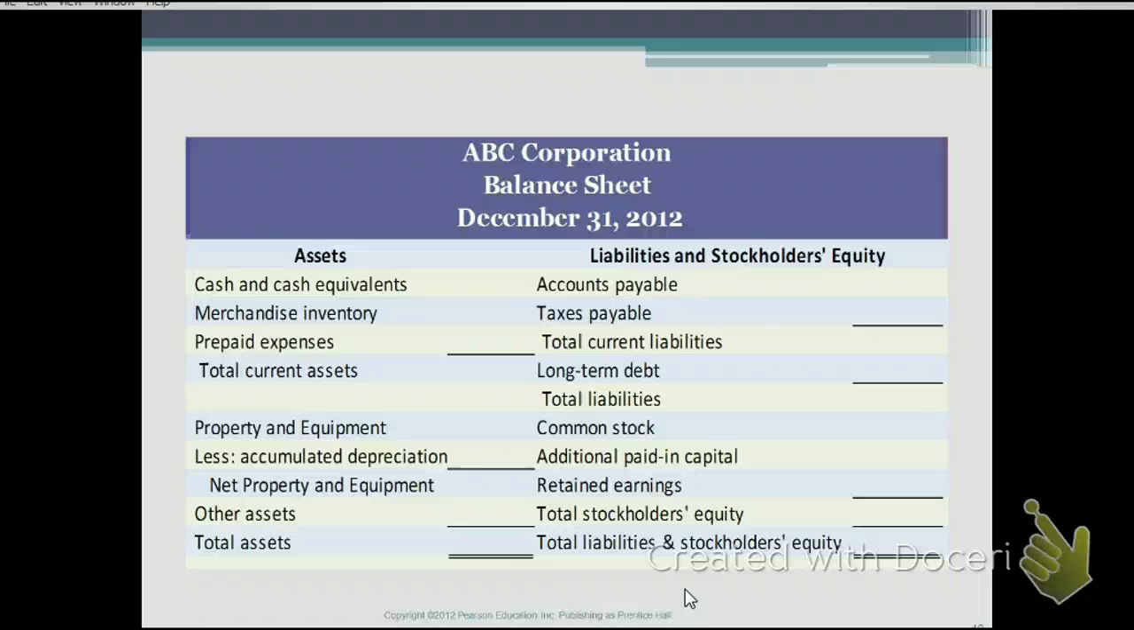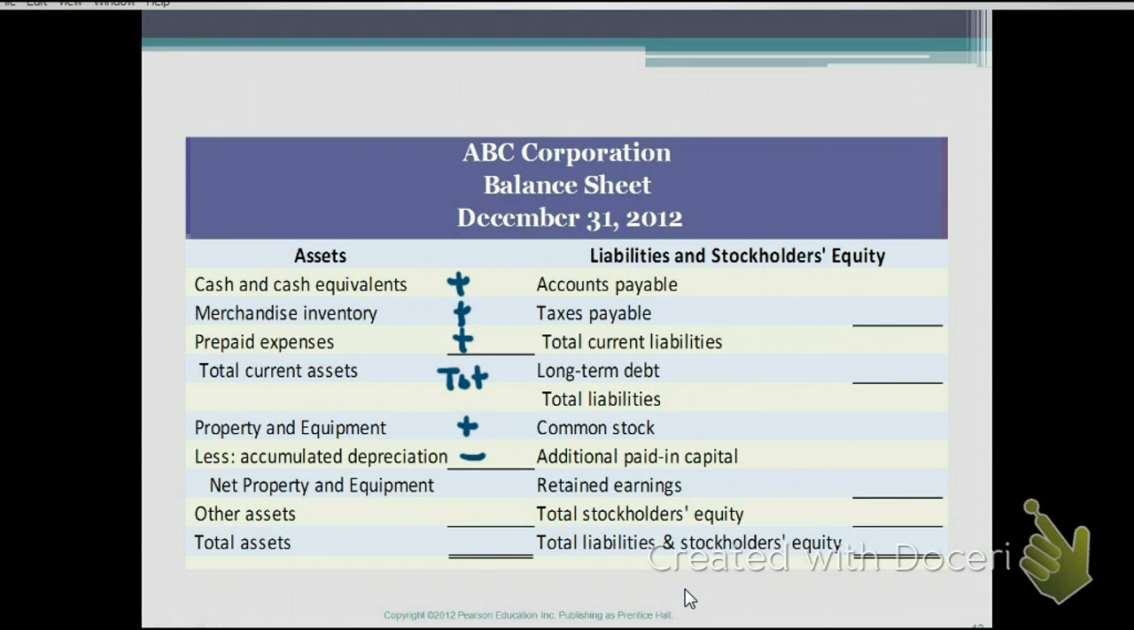Now let's look at the assets. We're going to start off with the current assets, and all you do is add up the three current assets to get your total current assets. So you will add your cash, inventory, and prepaid expenses, and that will give you your total current assets. Next, we move on to the long-term assets, and we will take your property and equipment.